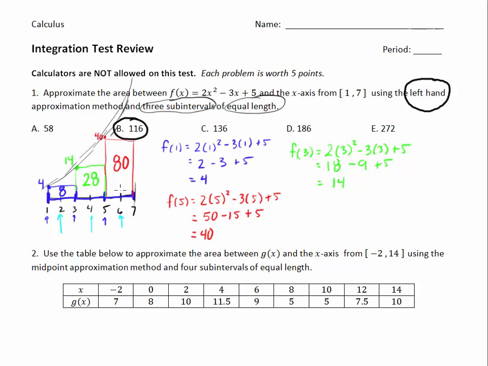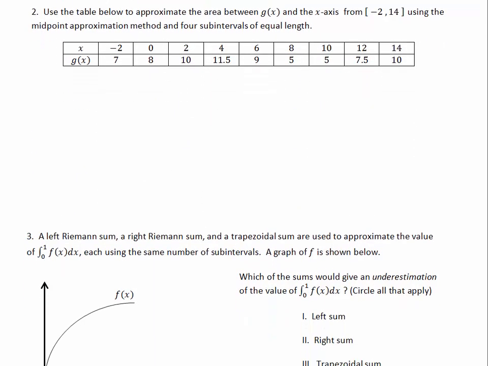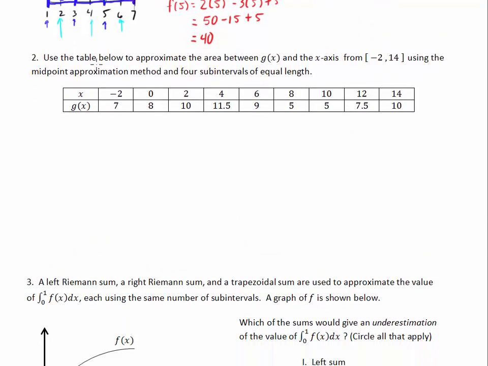So that's the answer to number 1. All right, question number 2. So this is another approximation problem. Let's just go right here. Use the table below to approximate the area between g of x and the x-axis from -2 to 14 using the midpoint approximation method and 4 subintervals of equal length.